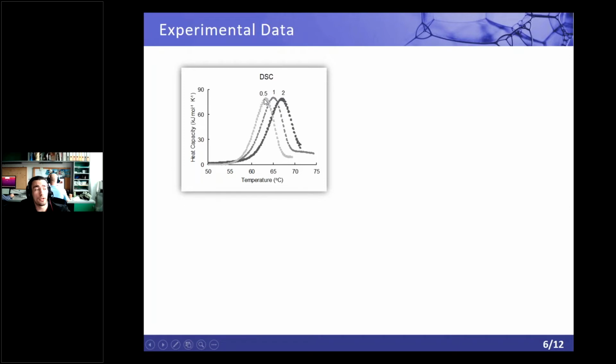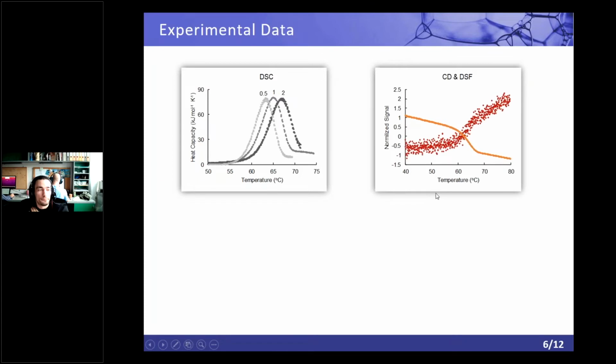They say, well, okay, let's pick the peak temperature, and this will be the melting temperature. So this is the only number that quantifies how stable a particular protein is. Then there are other techniques. They look a little bit different.